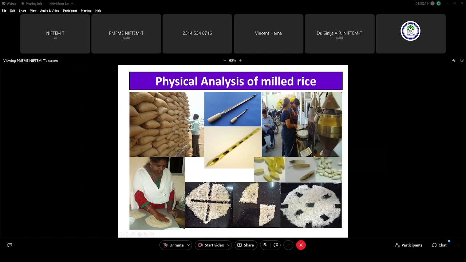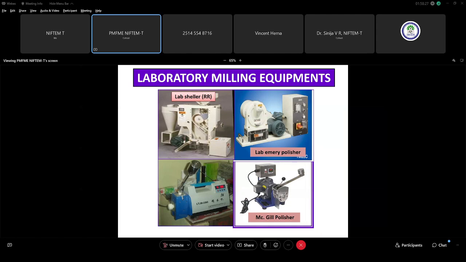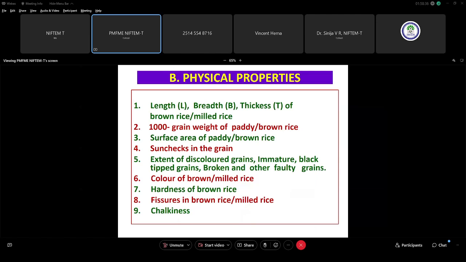Then we can assess the quality of rice by using these equipment. We have to assess the broken rice to know the quality of rice. Then there are different lab shellers, lab emery polishers, and metal polishers for assessing the milling yield of rice. Physical parameters like length, breadth, and thickness should be measured. Then 1000 grain weight, surface area, sun checks, extent of discolored and immature grains, color of brown rice, hardness, fissures, chalkiness. These parameters affect the quality of rice.